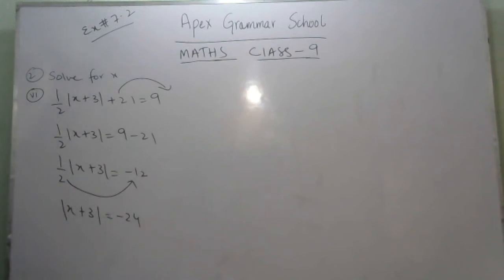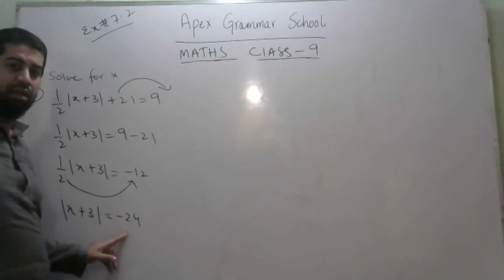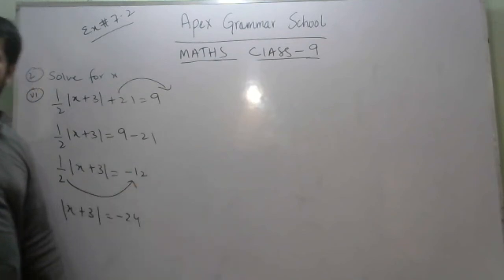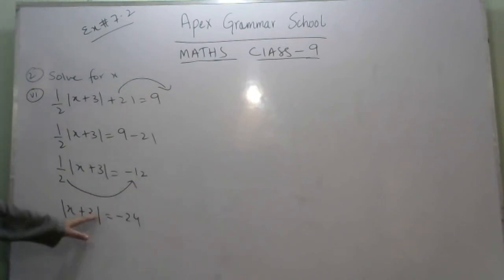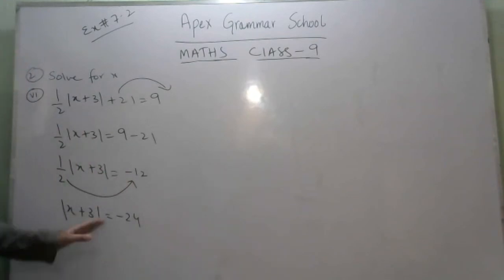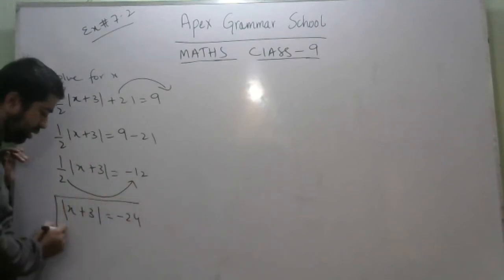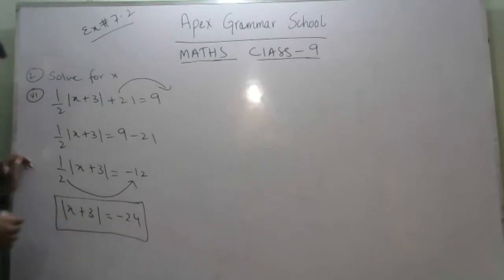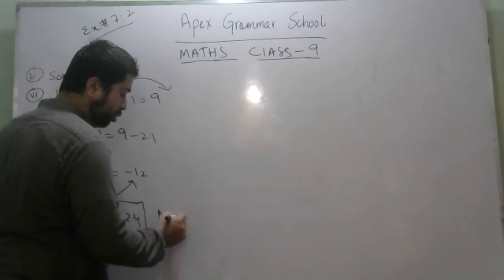The problem is this value is not positive. For the previous questions we had all the values positive here, so we could break them, one positive and second negative. So we can't do it here again. This is the last step of this question. We can't solve this question. You can see that there is no solution for this question.